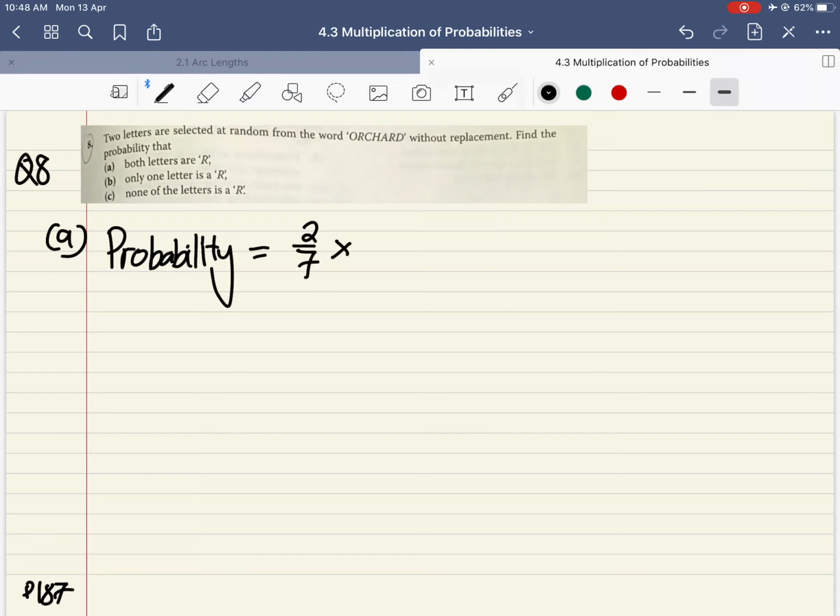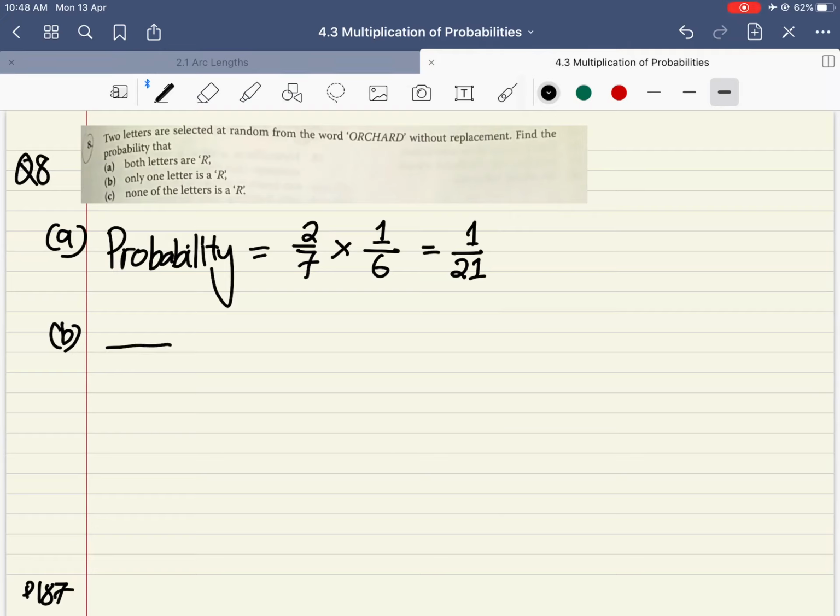2/7, and for the second letter, if you notice I already picked one R. So if I already picked one R from Orchard, how many R's are there left? There's only one R left out of a total of 6 letters left to pick. So in this case, what I have is 1/21. There's no replacement here because you have already picked one R, so you don't put back the R. You cannot pick that same R again.